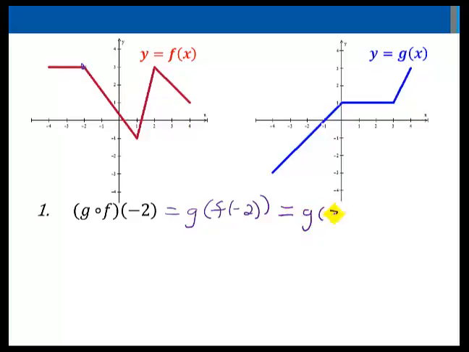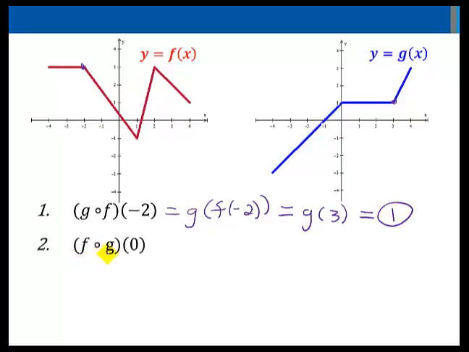So now I need to find g of 3. When x equals 3, looking at the graph y equals g of x, then y will be equal to 1 here. So the solution to this problem is 1.